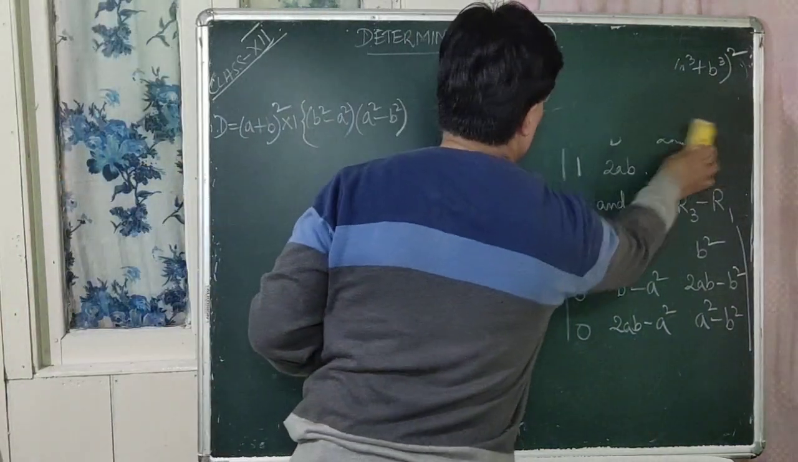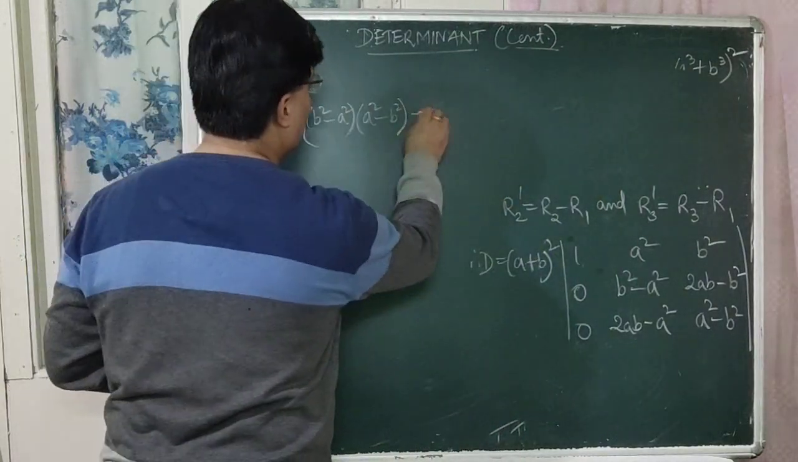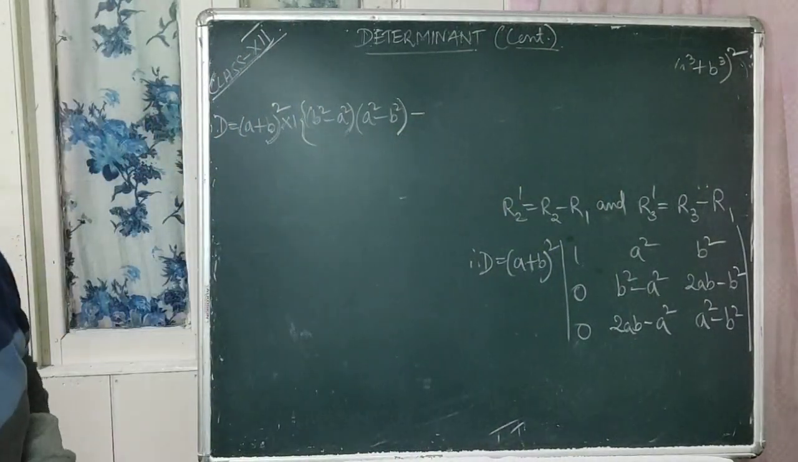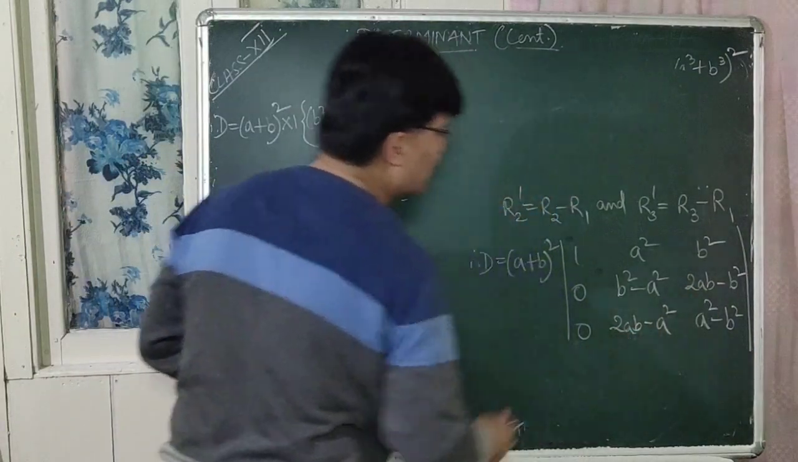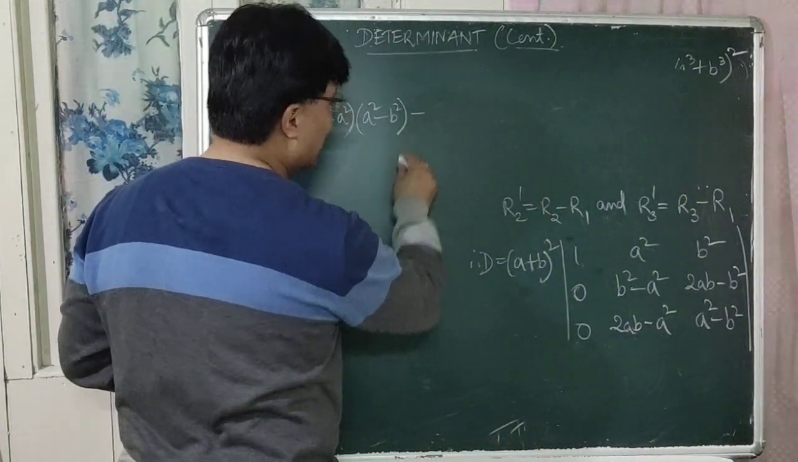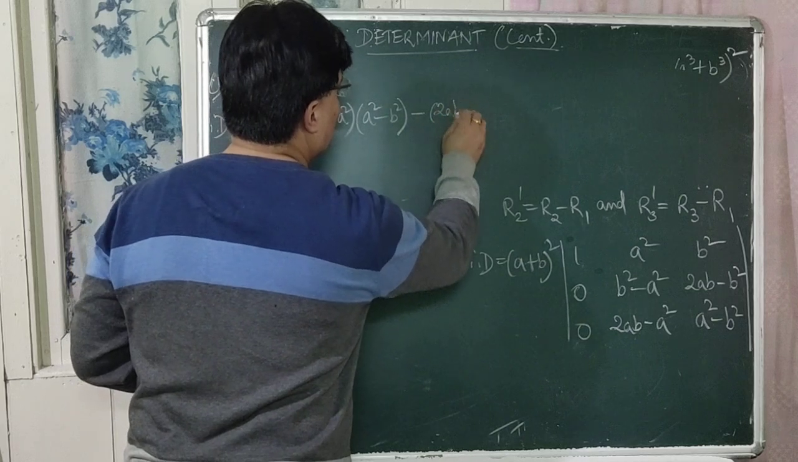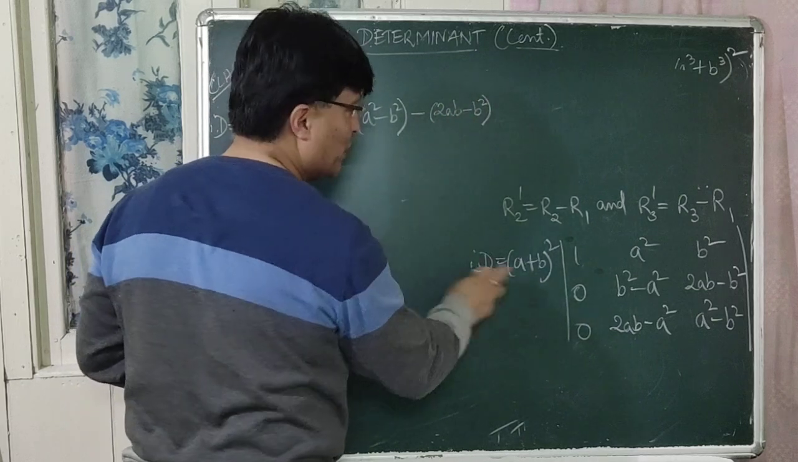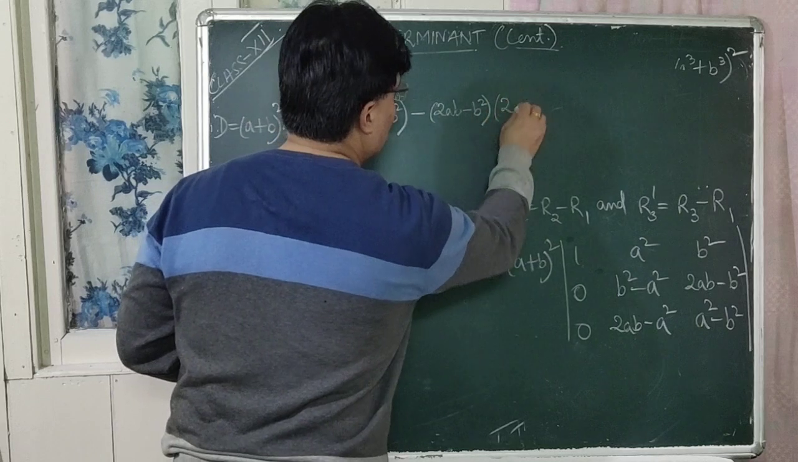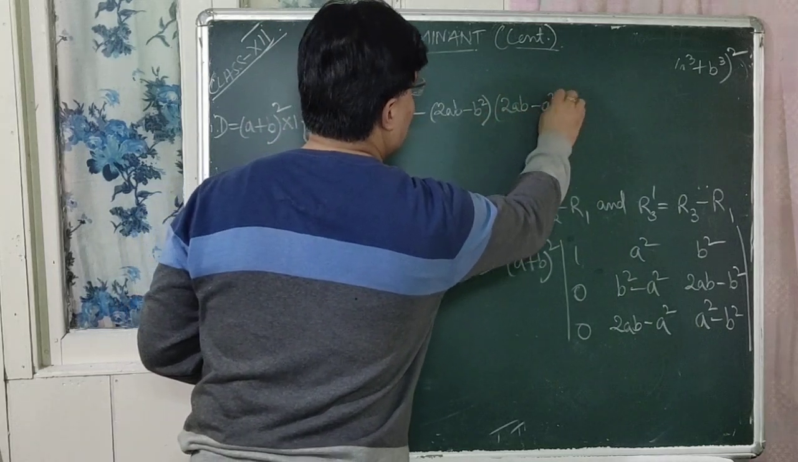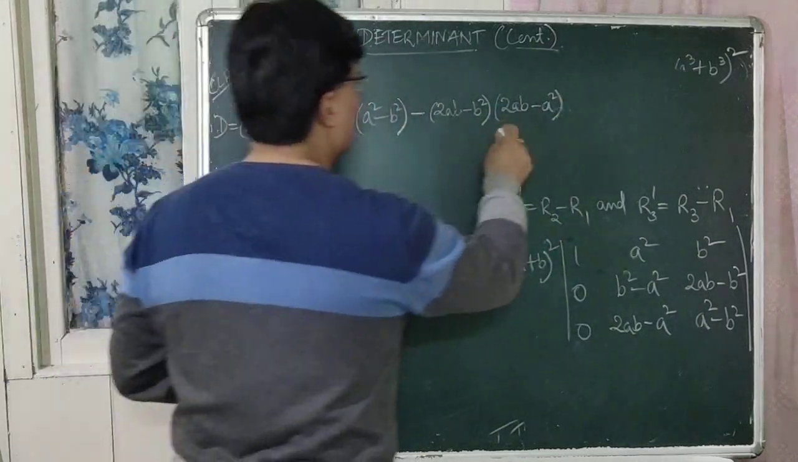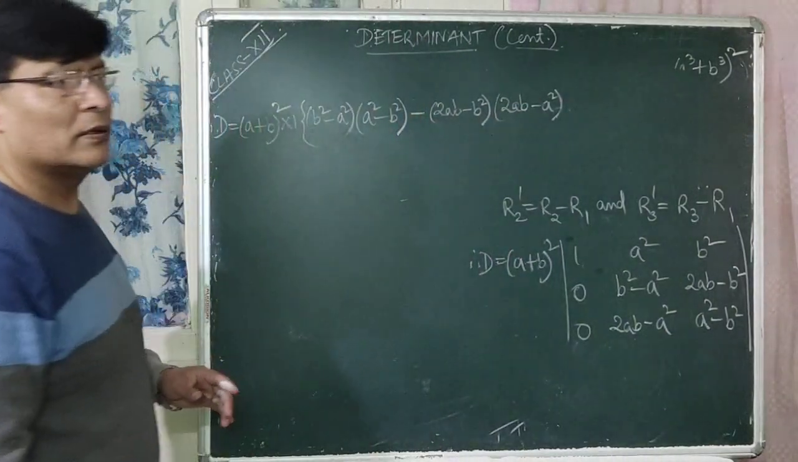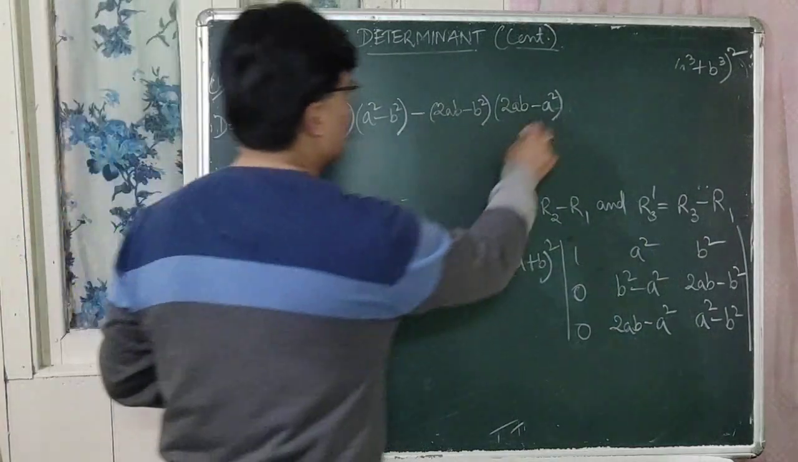Next sign is minus sign. Minus sign, again you have to cross multiply: 2ab minus b square by 2ab minus a square. That is minus, 2ab minus b square into 2ab minus a square. Yes, this is your first term actually, so the second bracket is closed.